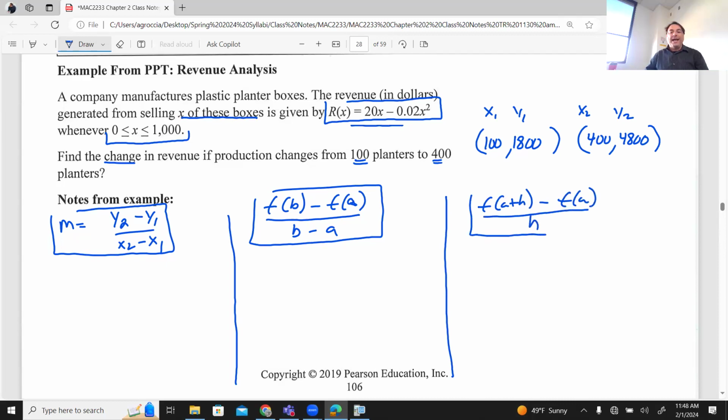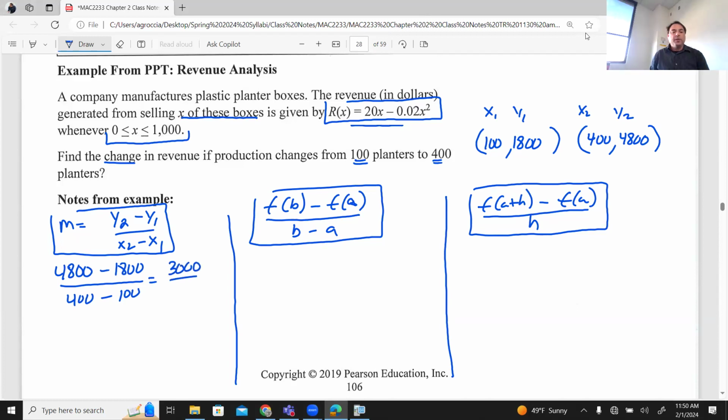But the main goal right now is to understand that all three are slope. All three are the same, and all three are going to give you the same answer. So what I want you to do is just the first one right now. So if we fill this in, y2 is 4,800, minus y1 is 1,800, all over x2, 400, minus x1, which is 100. That's going to give us 3,000 over 300, which gives us 10 over 1.